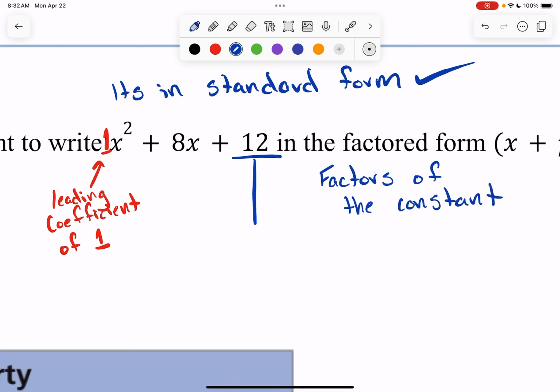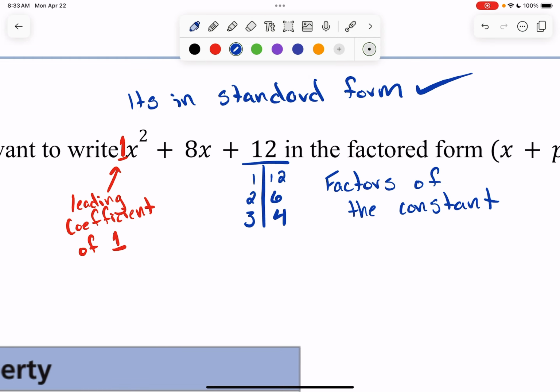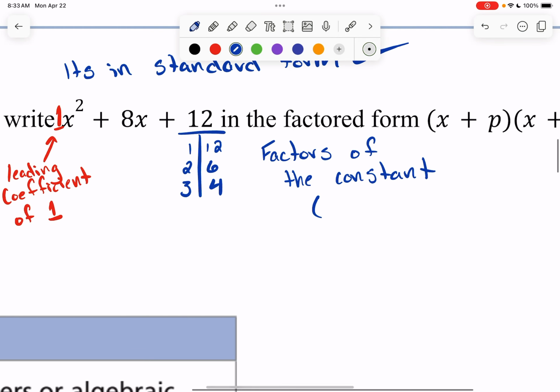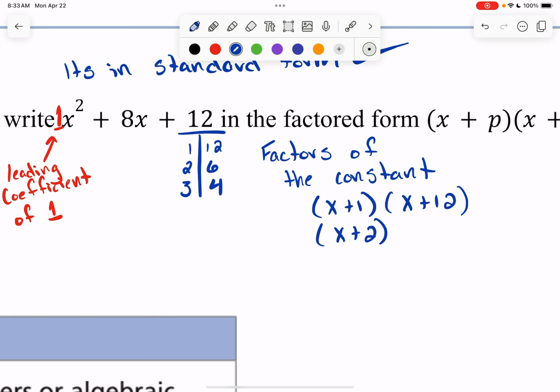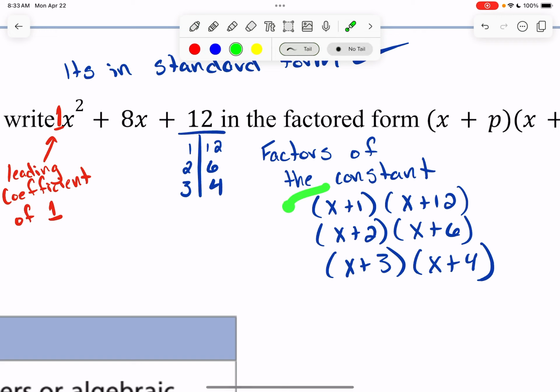Okay, so if I'm going to list the factors of the constant, 1 and 12, I always start with 1, because you can use a 1 and 12 in this case. 1 and 12, 2 and 6, 3 and 4. And then now what I'm looking for is, okay, so these are my possibilities. Meaning, this could factor into x plus 1, x plus 12, x plus 2, x plus 6, x plus 3, or x plus 4. Okay, these are the possibilities.